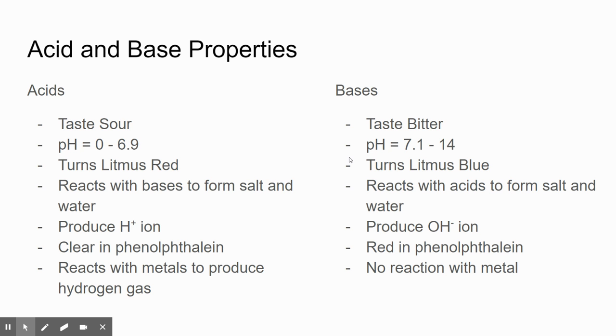The properties of acids and bases, again: acids taste sour. The pH is generally from 0 to 6.9, though technically there can be negative pHs. They turn litmus red; I always just think "acid red." They react with bases to form salt and water, so they neutralize bases. They produce H plus ions. They're clear in phenolphthalein indicator solution, and they react with metals to produce hydrogen gas.